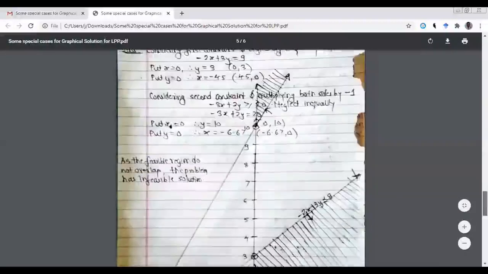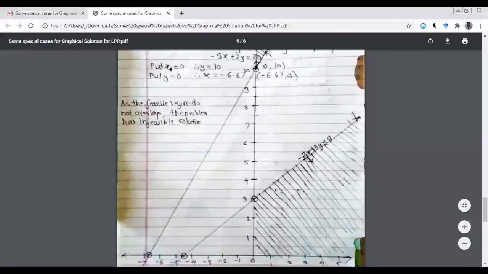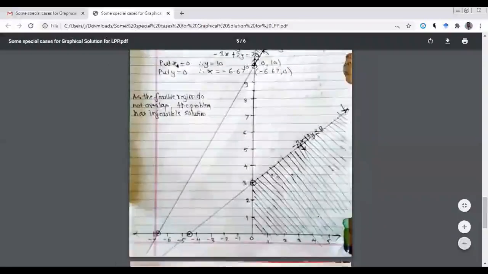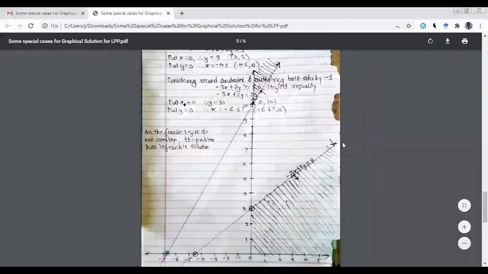Now if we try to draw the solution of this problem in the graph, let me zoom out for you all. Okay, so here you can see the first constraint line, which was your minus 2x plus 3y less than or equal to 9. Here the points are 0 comma 3 and minus 4.5 comma 0. I've drawn the line, and as the constraint is less than or equal to 9, I'll have to mark the area which is below this particular line.